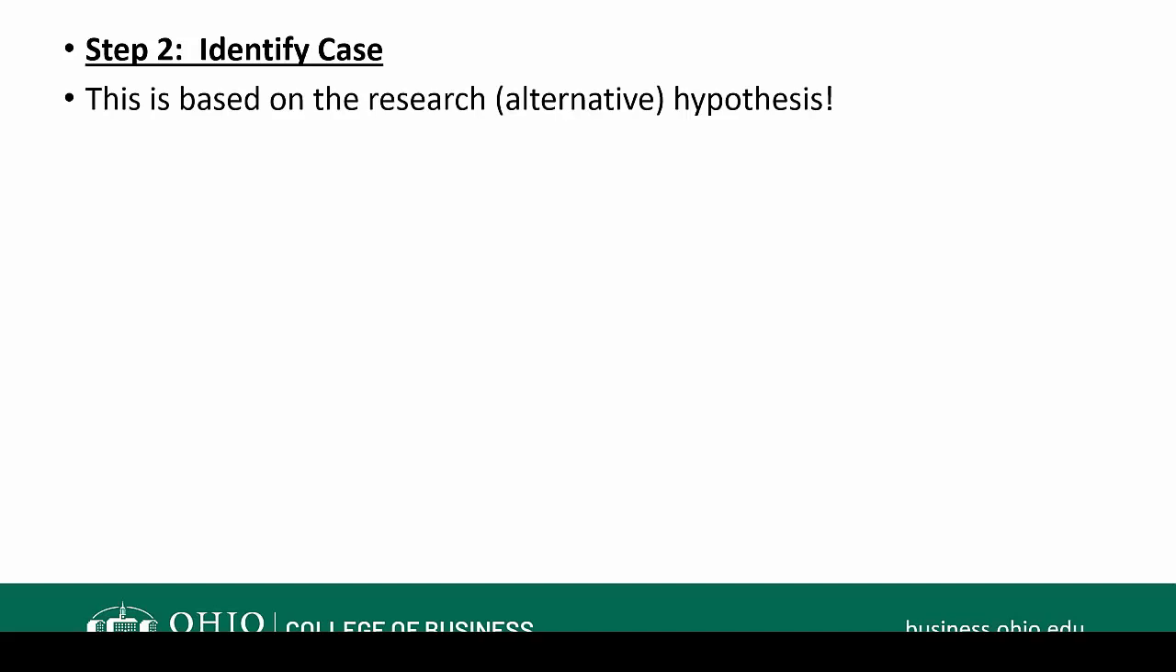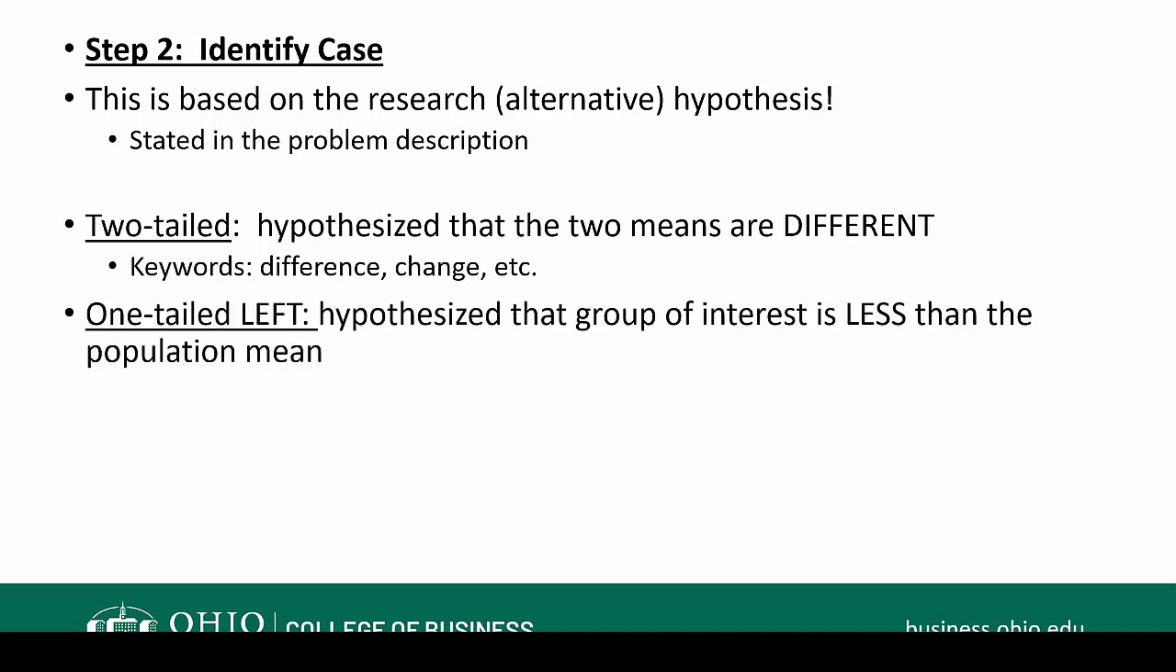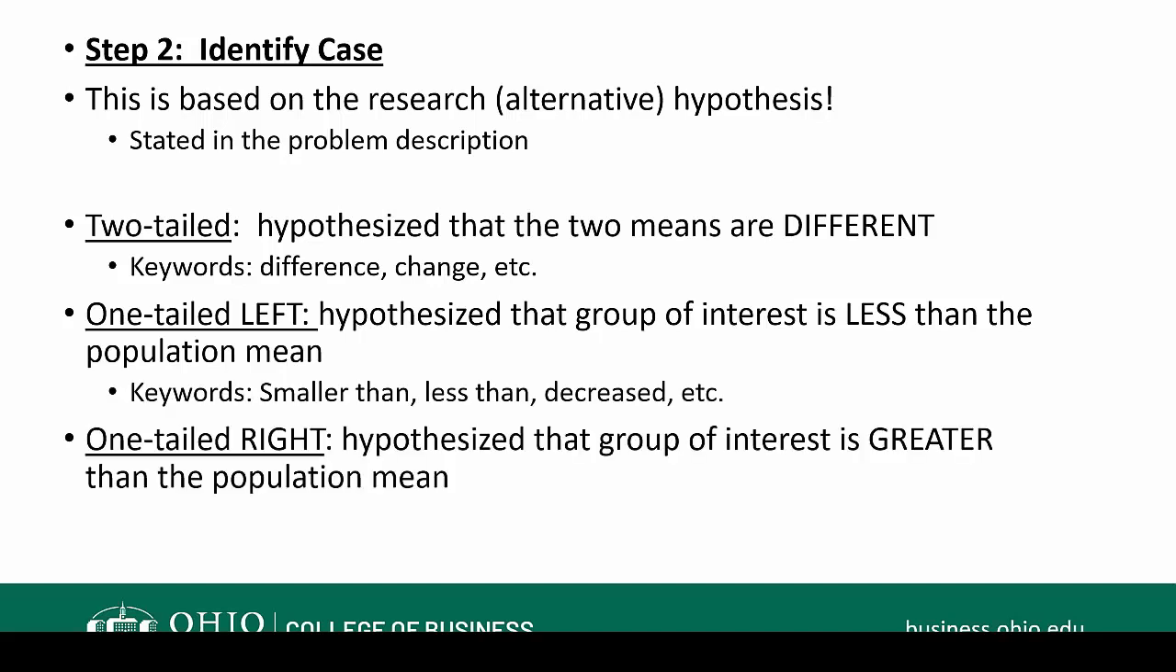The next step is to identify the case, whether the test is one or two-tailed. You should remember from the last video that this is based on the research hypothesis, or what you would predict or expect the results to be. In this class, the research hypothesis will be provided to you in the research description. As a reminder, a two-tailed test is when you predict that the two means or two groups will be different. A one-tailed left is when the group of interest is predicted to be less than the population mean, and a one-tailed right is when the group of interest is predicted to be greater than the population mean.